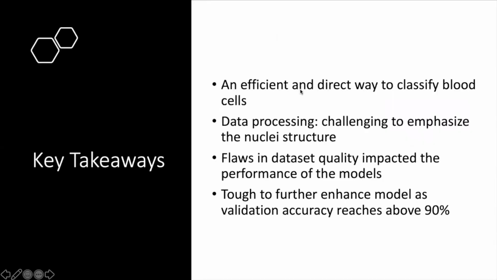Overall, this project was a great learning experience as we implemented machine learning into real-world applications with decent performance. Reflecting on the project, we encountered several unexpected challenges at the beginning. For example, it was difficult to emphasize the nuclear structure of the white blood cell in the raw images. In addition, flaws in image quality, including blurring and loss of blood cell features due to contrast stretching, negatively impacted the model accuracy. Model selection and training also posed challenges as we found it hard to further increase the test accuracy beyond 90%.